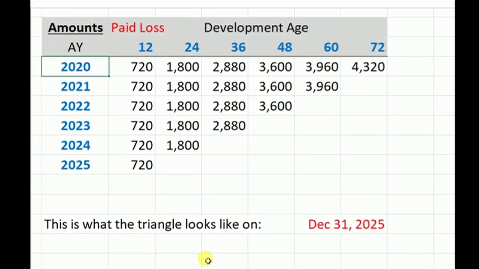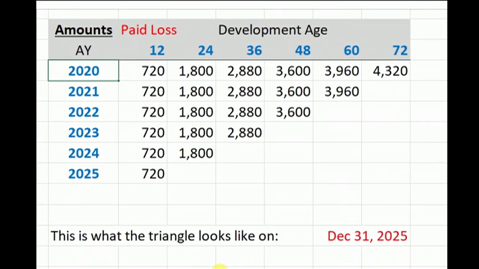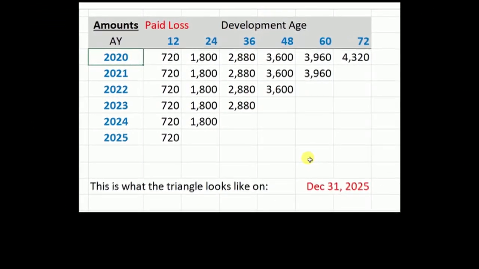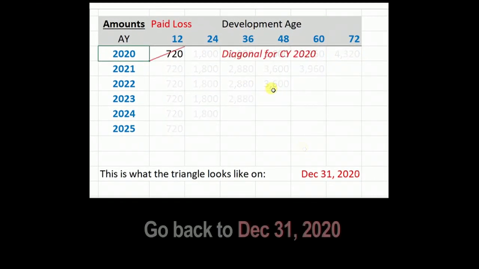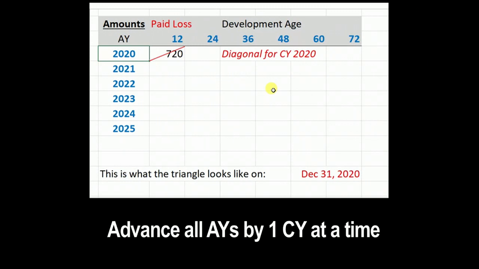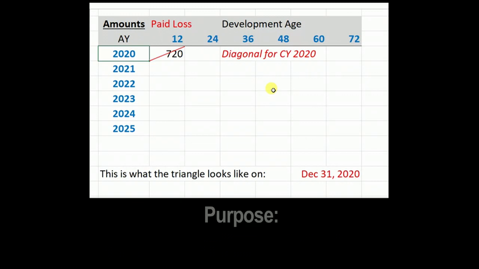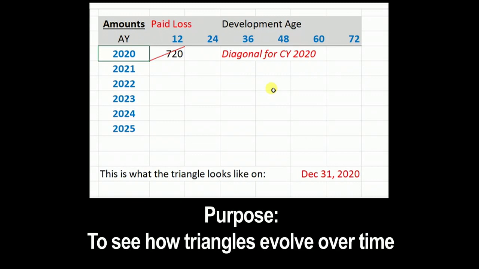Anyway, we're going to focus for the time being just on the paid loss triangle. Notice that we've got 6 accident years, 2020 to 2025, and this is what the triangle looks like on December 31st, 2025. Now, in this first segment of the video, we are going to rewind time back to December 31st, 2020 and advance all accident years by 1 calendar year at a time. The purpose is to see how triangles evolve over time.